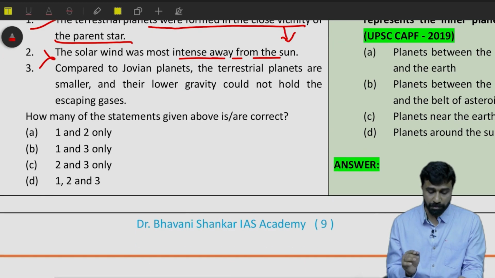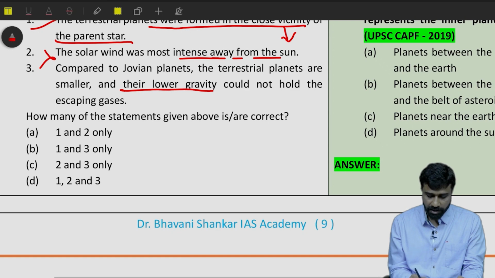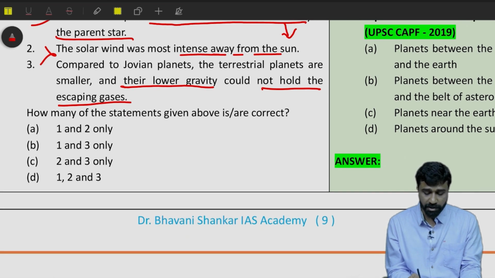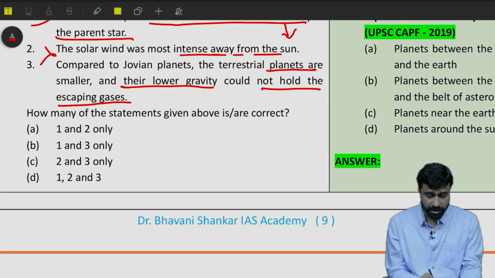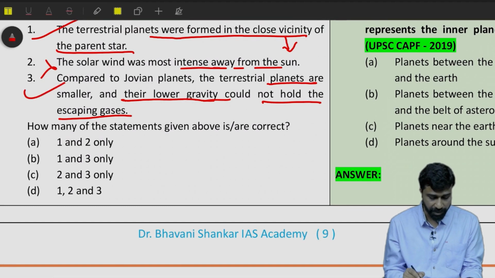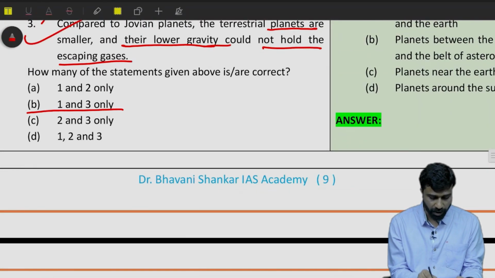So second statement is wrong. And compared to Jovian planets, the terrestrial planets are smaller and their lower gravity could not hold the escaping gases. Yes, this is true, because compared to Jovian, the terrestrial planets are smaller, their lower gravity could not hold the escaping gases. This is true, and first and third statement is absolutely true. So the option B is the true answer here.